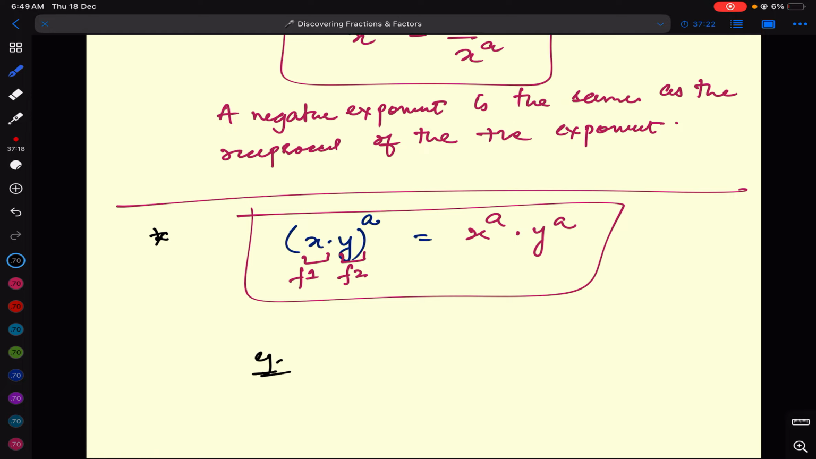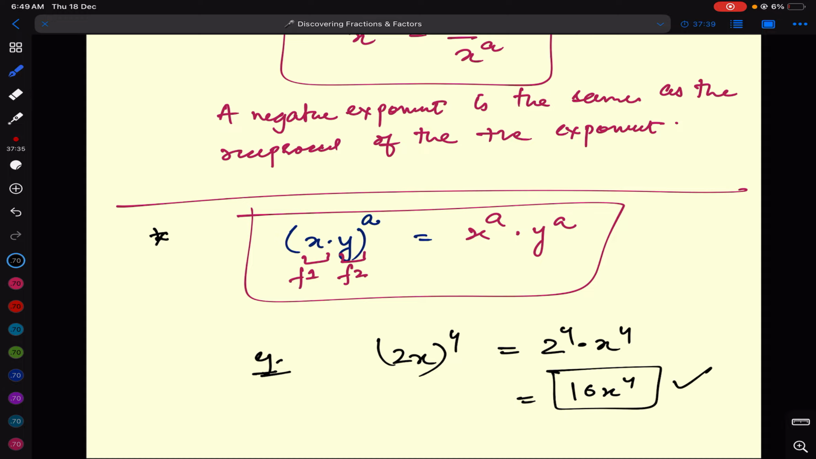The example here would be 2x to the 4. Now here we have the product of 2 and x, and that is raised to the exponent of 4. That means each of the factors will be raised to the exponent, and that is going to be 2 to the 4 times x to the 4, which is 16 x to the 4. Clear? So that's how we raise a product to a power. I hope that makes sense.